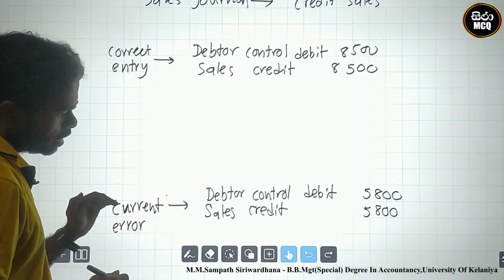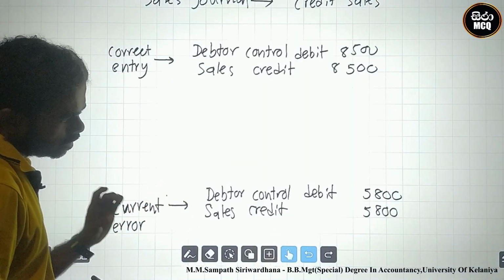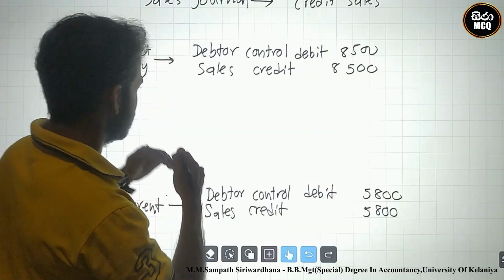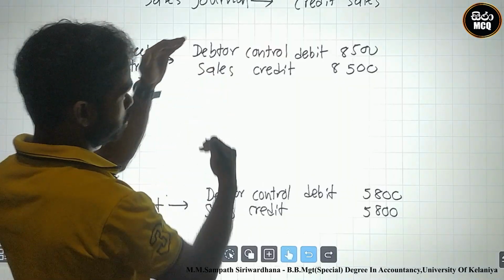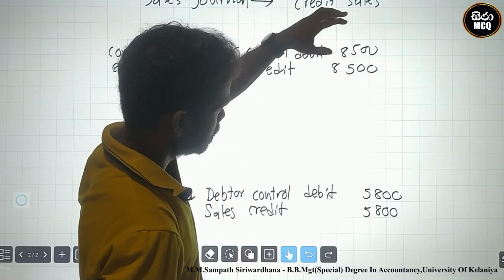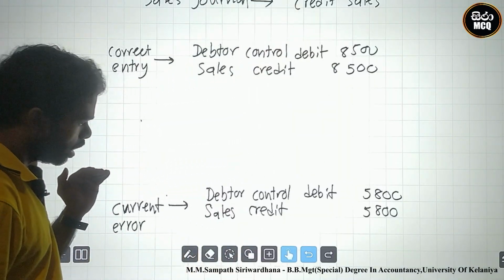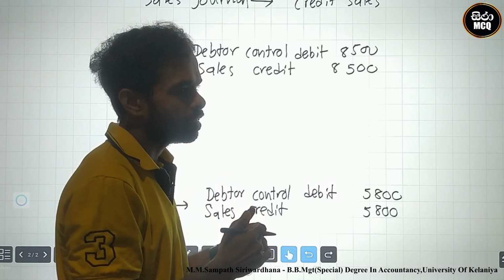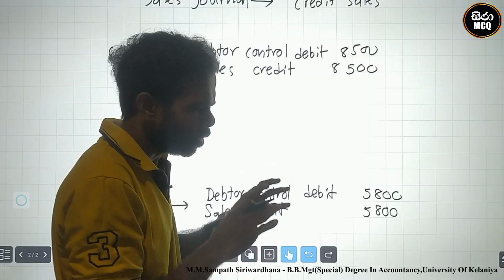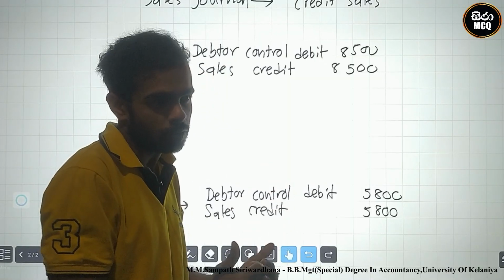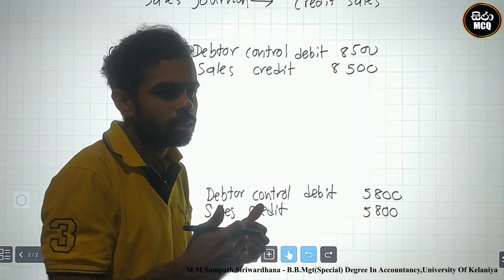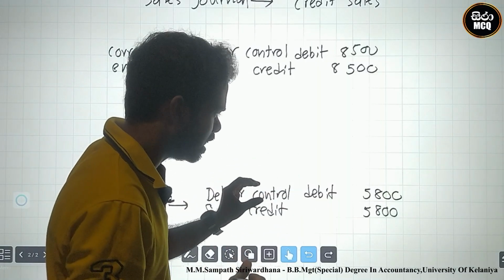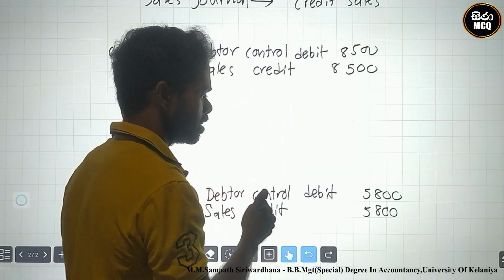At this time, the current error situation is lower values. Look here, lower values. The correct one is higher values. Currently we recorded lower values. Therefore, we must record these account entries to rectify this.